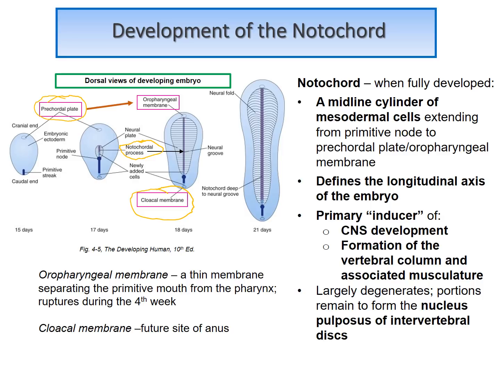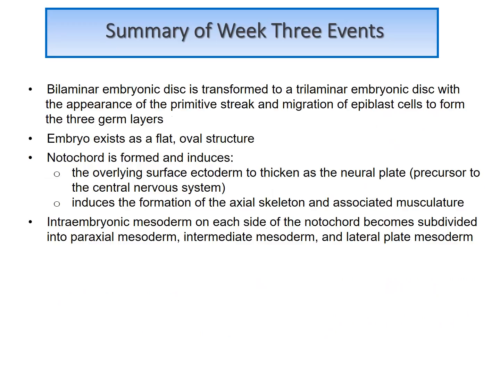The notochord has several important functions. First, it serves to define the longitudinal axis of the embryo, and secondly, it is a primary inducer of the development of the central nervous system, and thirdly, it plays an important role in the formation of the vertebral column and its associated musculature. Most of the notochord degenerates as the vertebral bodies form. However, portions remain that become the nucleus pulposus, or the jelly, of intervertebral discs.